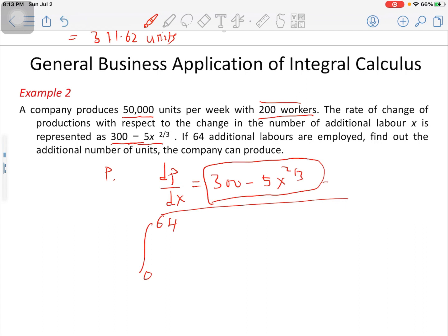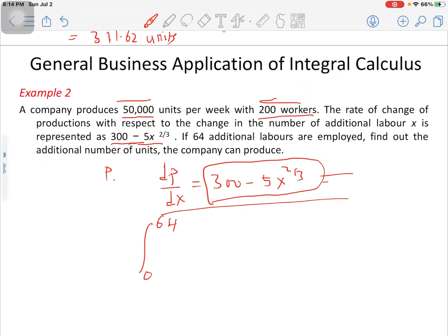If they are being added to the 200 workers, what will be the number of units the company can produce? And then, as I said earlier on, these 50,000 and then 200 workers were used to come out with this production function, the rate of production function. So in that case, we are looking for the production function itself, right?